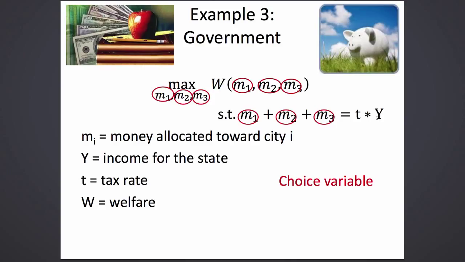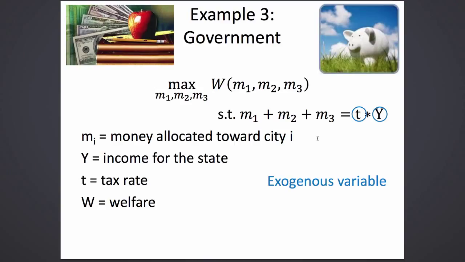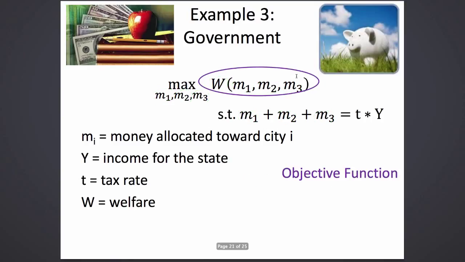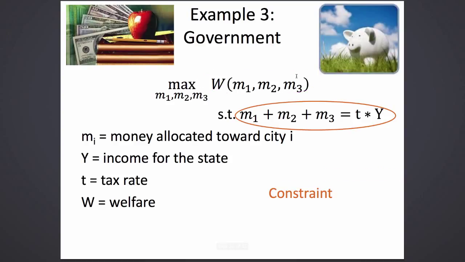So our choice variables, as usual, are below the maximization sign. They're what the government's going to choose. How much money do you give each city in your state? And then the exogenous variables are the variables that do not depend on how much money we give to each city. So that's the tax rate and the income, the collective income for the state. Endogenous variables are all other variables, including welfare, which depends on the money we give each city. And our objective function is welfare, so this is a welfare maximization problem. And our constraint is it's basically a budget constraint for the government.